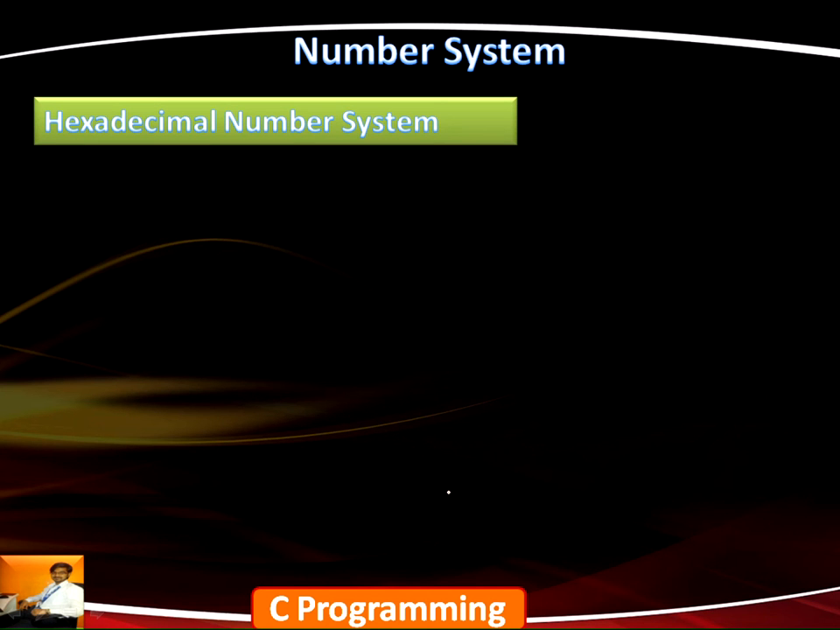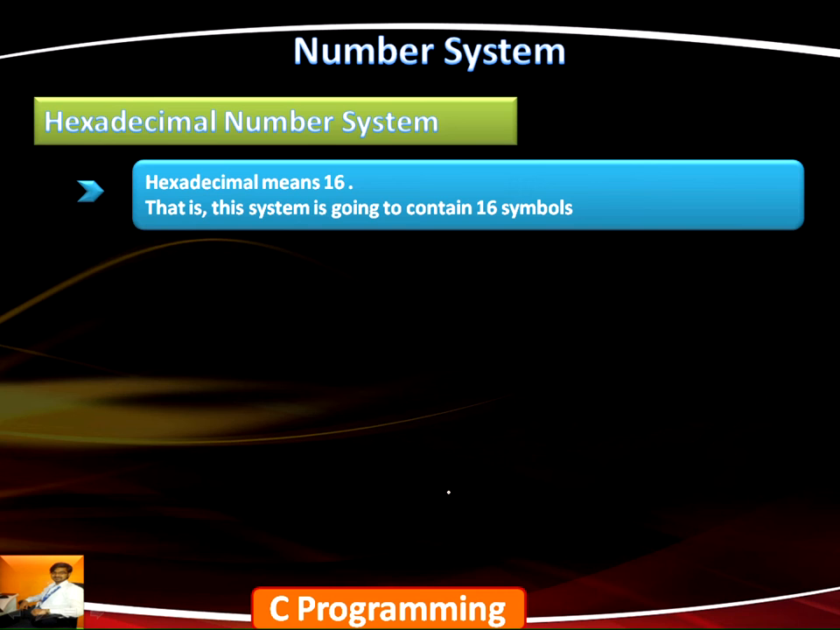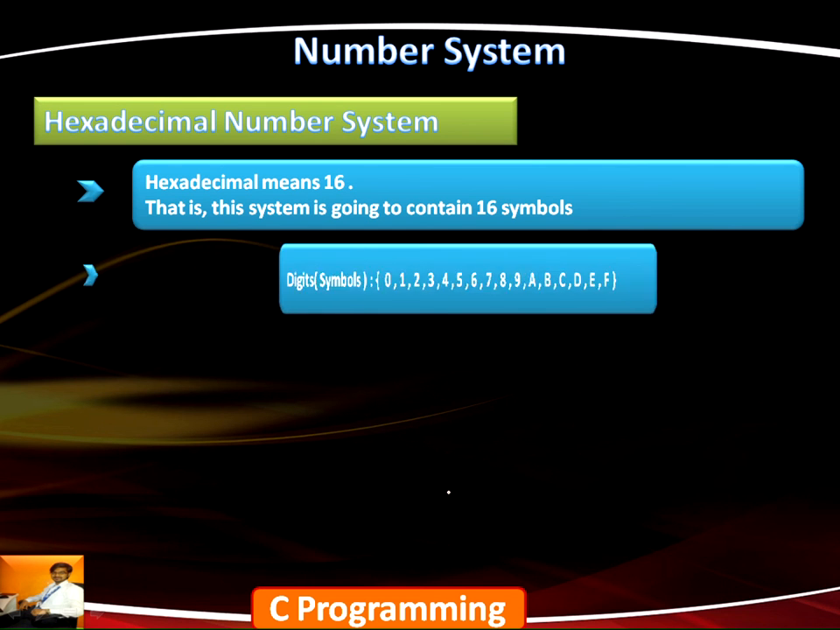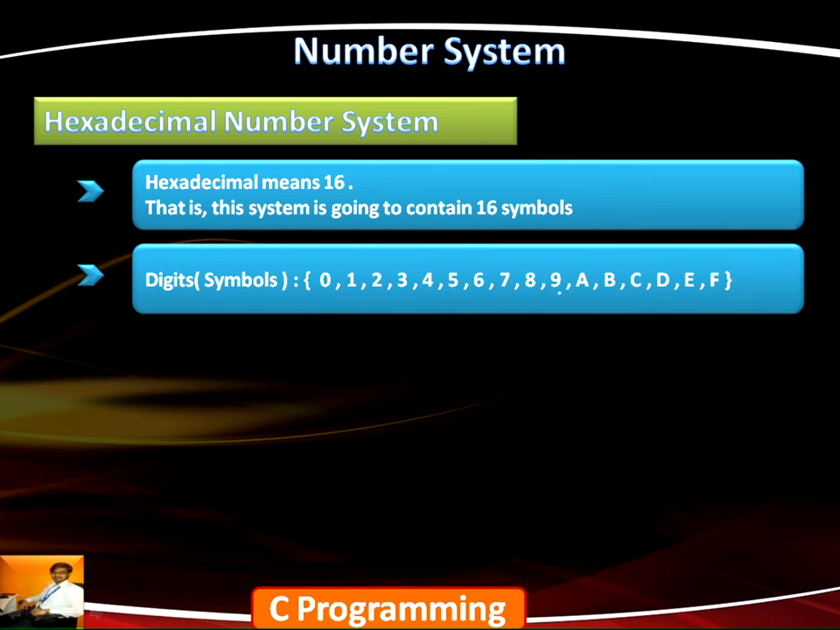The next we have is the hexadecimal number system. Hexa means 16, that is, it is going to contain 16 symbols. 16 symbols in the sense 0 to 15. We already know 0 to 9. Next is going to be 10, 11, 12, 13 up to 15. But they are going to have certain symbols in notation. That is, 0 to 9 is the same as in the decimal system. 10 is going to take the position A. 11 is considered as B. 12 is considered as C. And 13 occupies the position of D. And 14 as E, and 15 is F. So these are the different position values.